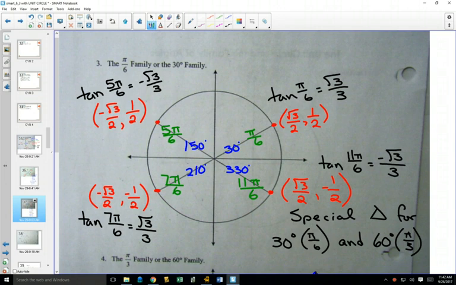Mental math. Devin, pick someone for tan of 7 pi over 6. Jake. Square root 3 over 3. Pick someone for cos of 5 pi over 6. Negative square root 3 over 2. Perfect. Pick someone for sine of 330 degrees. Negative a half. Do you guys want your brains to hurt just a little bit more?